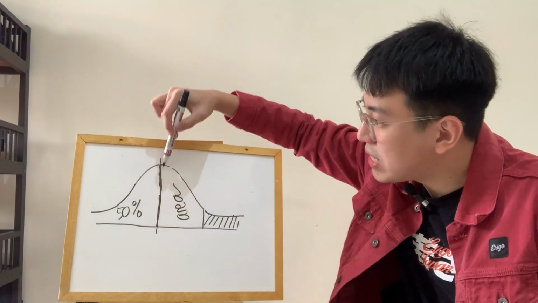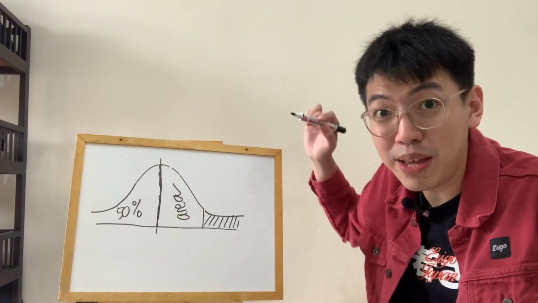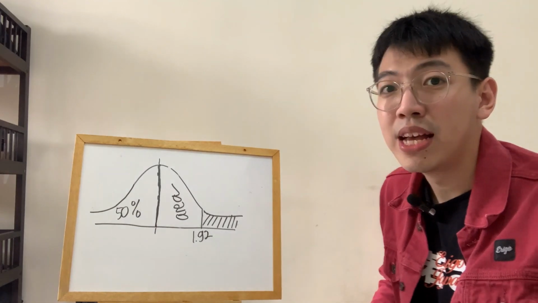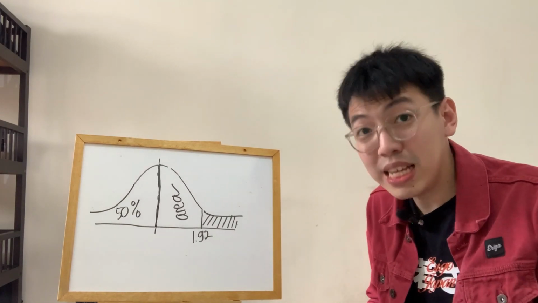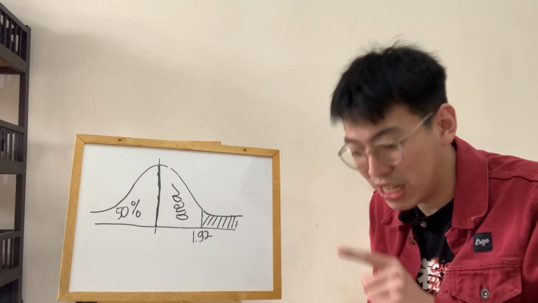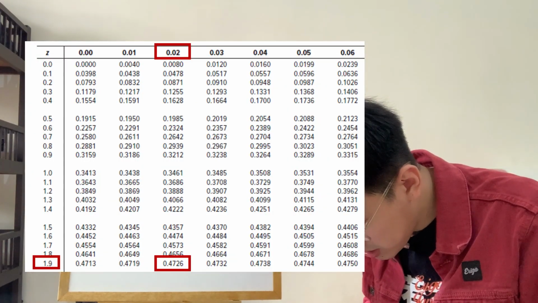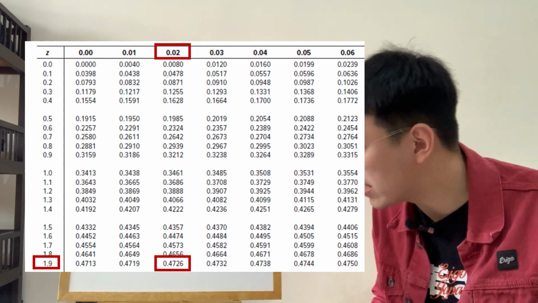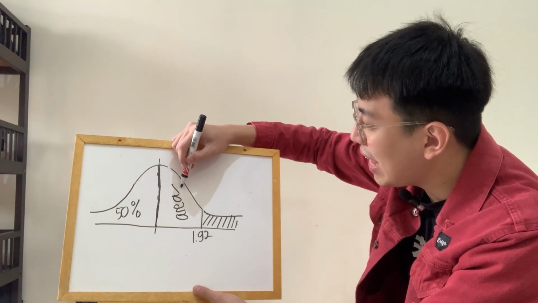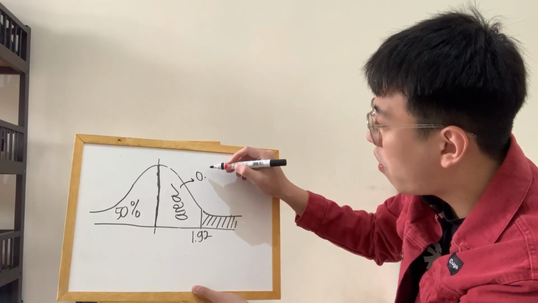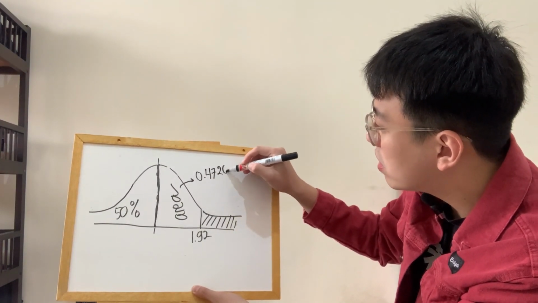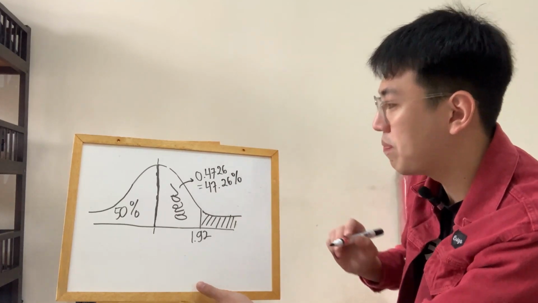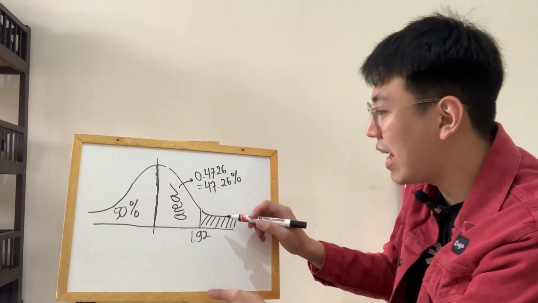Now, how to know this area? We can see from the C table. For example, the C is 1.92. So you search in the table, the C 1.9 and 0.02. We can see the area will be 0.4726. It means this area is 0.4726, or 47.26%.